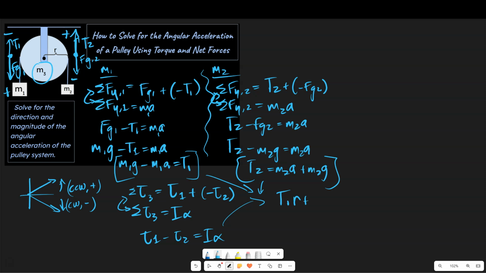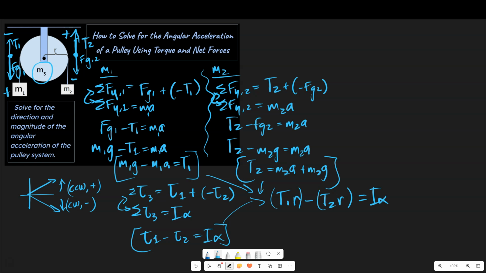And the second term for this equation right here, so I'm using this bottom equation and subbing in the top equation. So we could say this is true. Let's make this a minus. And so minus tension 2 times the radius, because that's where the torque is applied, right, is equal to I times alpha.